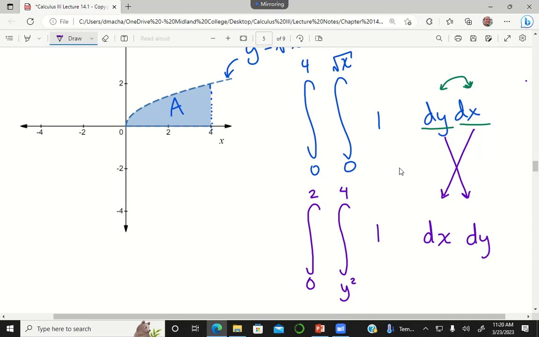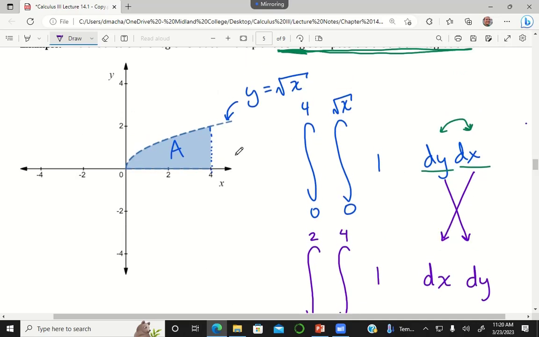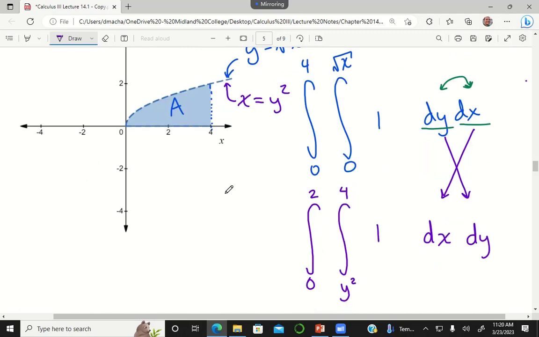This is an important skill to be able to say, this curve is y equals square root of x. But if you think of x as your dependent variable, this curve also represents x equals y squared, right? It's like if you turn your head, then you can imagine the y squared parabola like that, and it's the same curve. And so that's why I'm telling you that these two double integrals are equivalent.